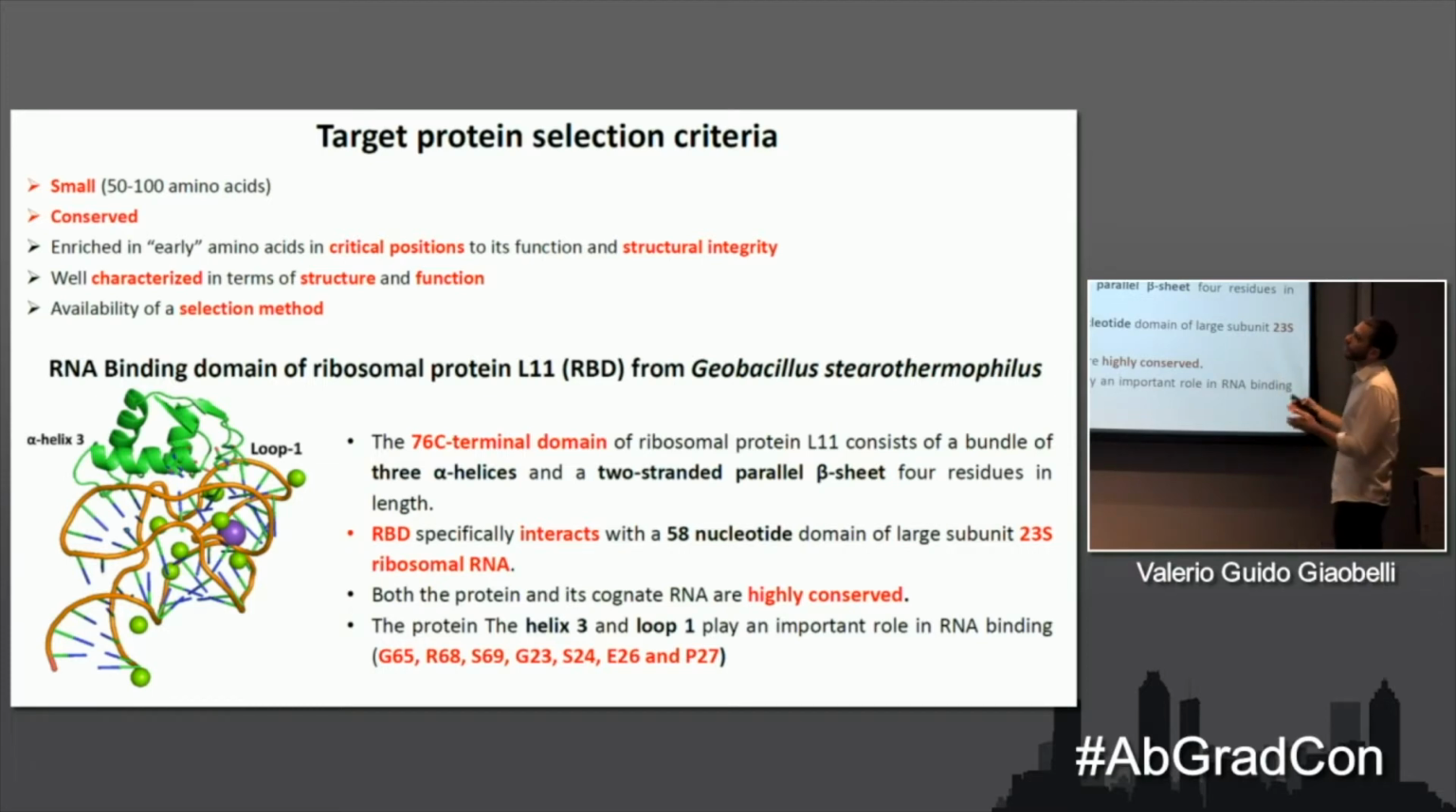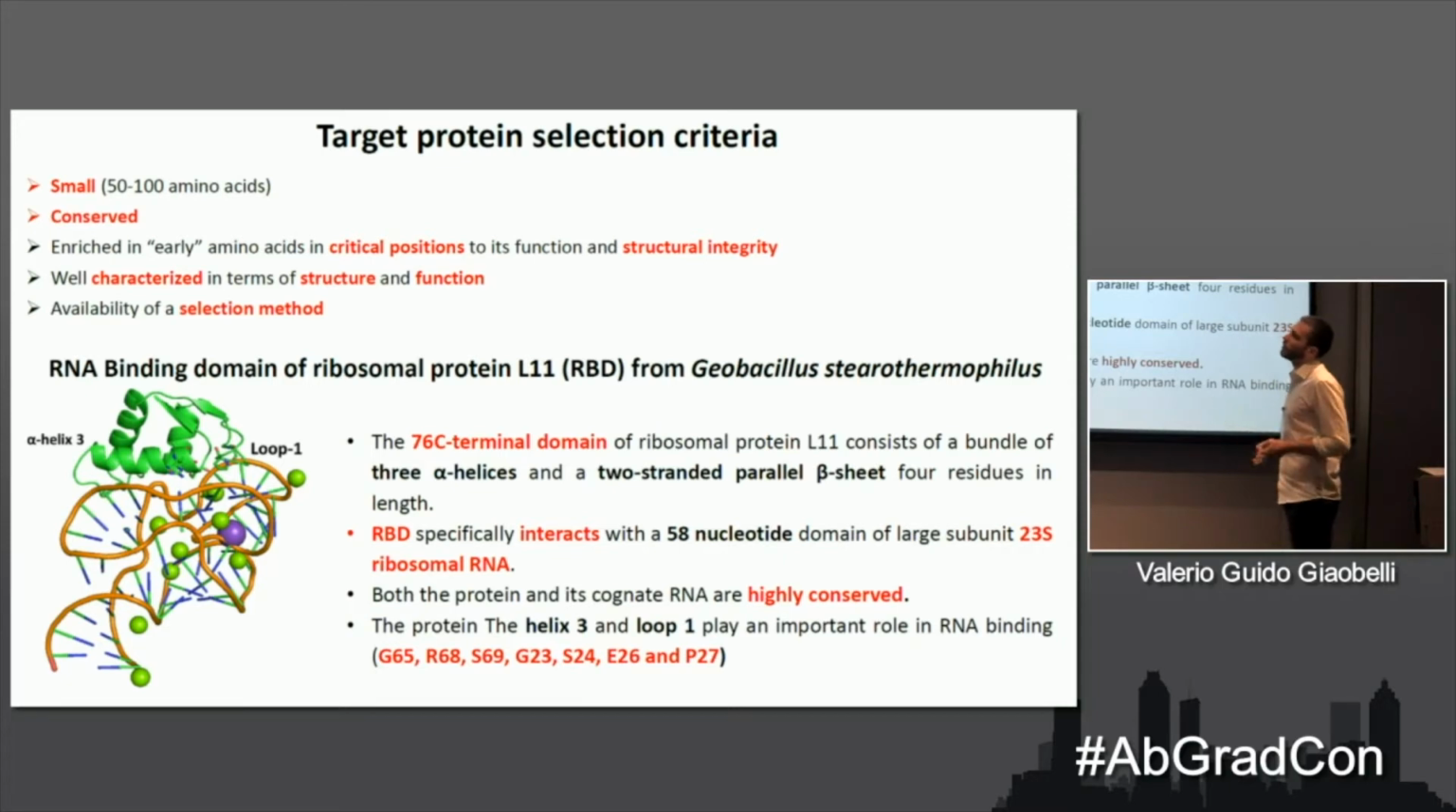the most critical positions for the function or for the structure. This is quite obvious because, for instance, if we selected an enzyme with an arginine or lysine in the active site, and we substituted the arginine and lysine, it's really probable that the protein would lose its activity. So we also need to find one that maintains the early amino acids in the critical positions.